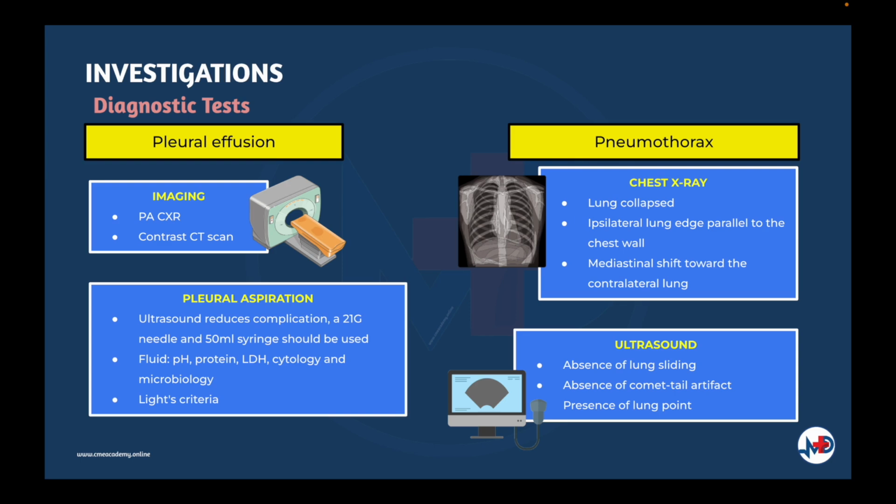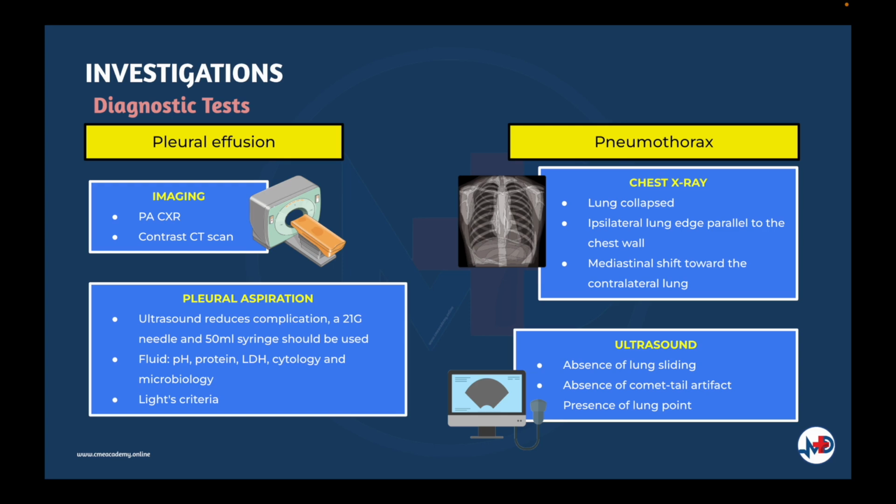Chest X-ray can be done to look at lung collapse, where there is a linear shadow of the visceral pleura with lack of lung markings peripheral to the shadow. Also look for ipsilateral lung edge parallel to the chest wall and mediastinal shift towards the contralateral lung if there is tension. Ultrasonography, on the other hand, can be used to look for absence of the sliding sign, which is the movement of the two pleura during breathing.